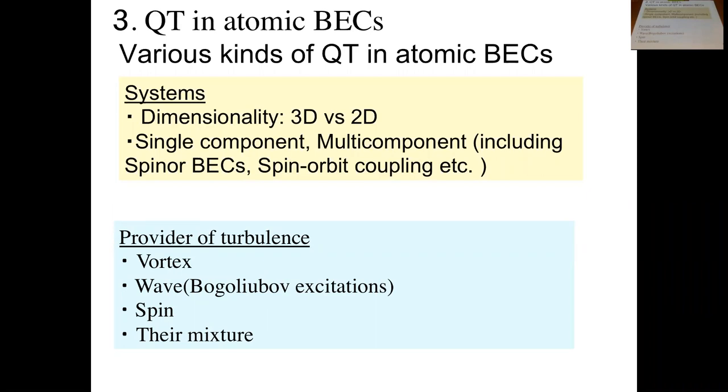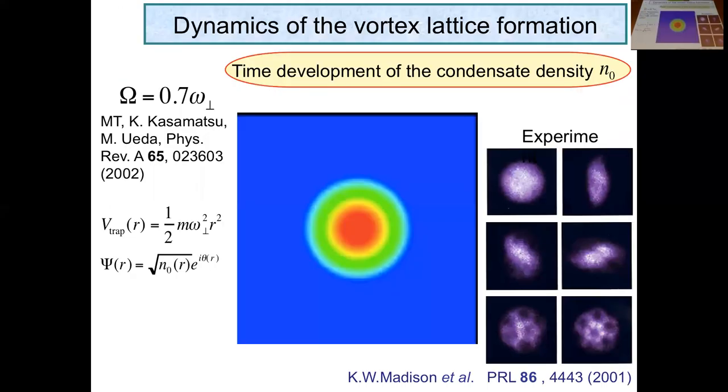For example, the system can be two-dimensional or three-dimensional, and we can consider a single component, multi-component, spin-orbit coupling, and vortex turbulence, wave turbulence, spin turbulence, and their mixture. And after the discovery of cold atoms, most reports were performed on vortex dynamics under rotation.